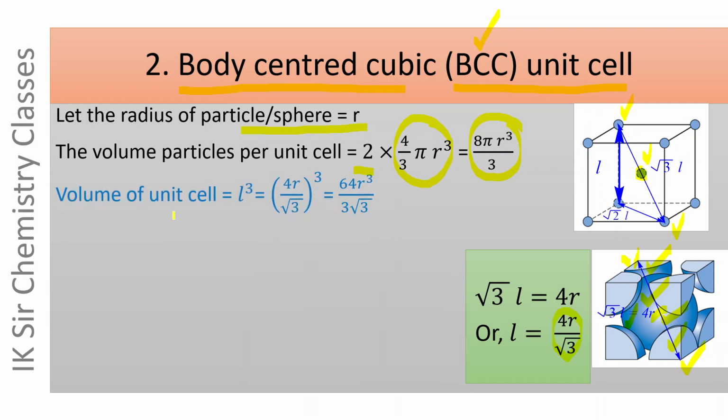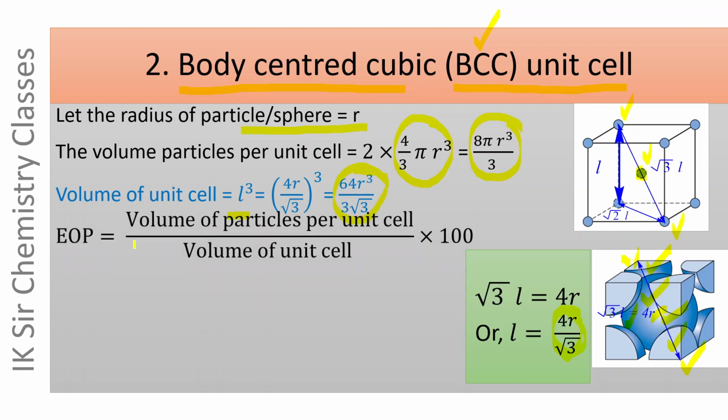And now the volume of the unit cell, the cubic unit cell, is equal to L cube, and L is equal to 4r by under root 3. And on solving, we get 64 r cube divided by 3 root 3. This is the volume of the BCC unit cell. And now the efficiency of packing will be equal to the volume of particles per unit cell, 8 pi r cube divided by 3, and the volume of unit cell, 64 r cube divided by 3 root 3, multiplied by 100.